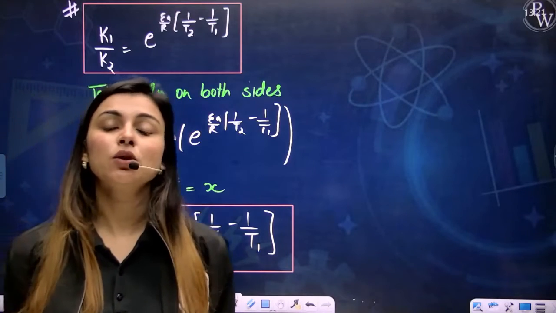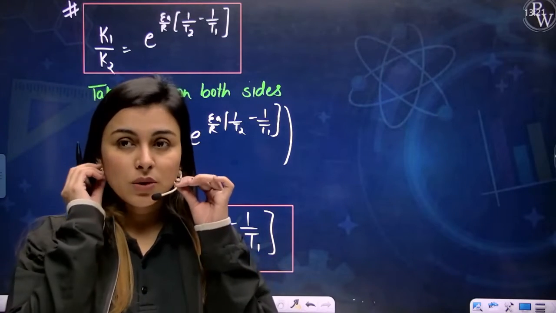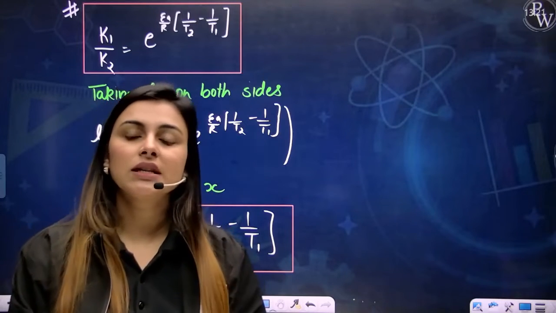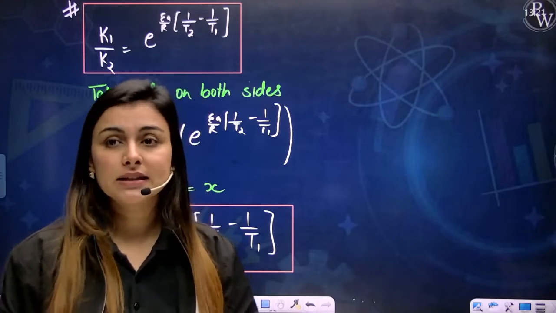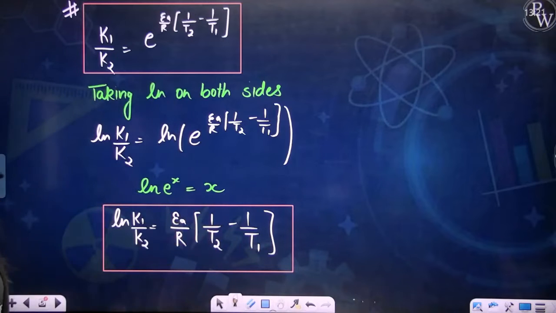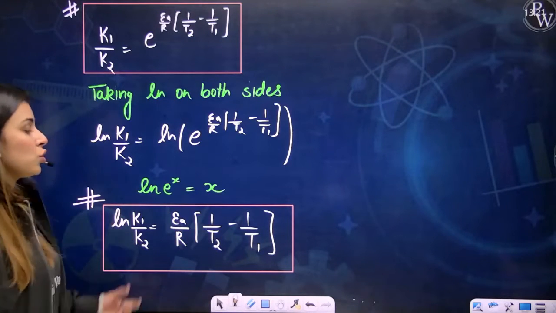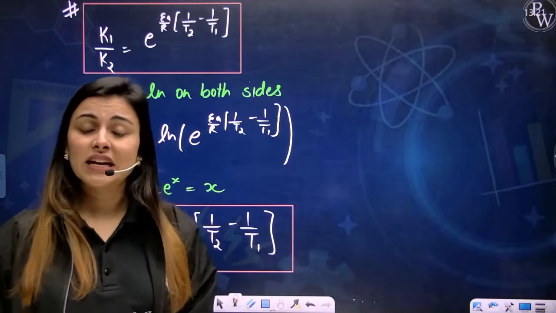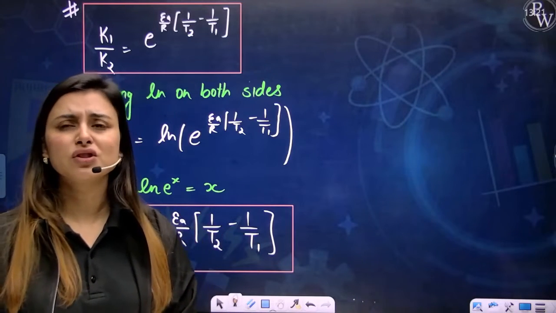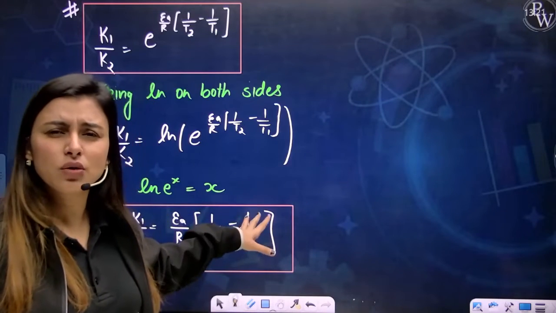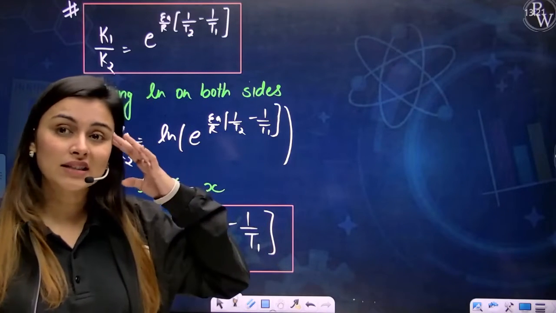Now I'll make you understand why, as the temperature increases, your rate constant actually increases. This particular expression will make you understand that. So this is important for you. If you want to write it, please write it. This is the most important derivation. If you have understood the things, then you need not memorize it. You just need to understand the concept.